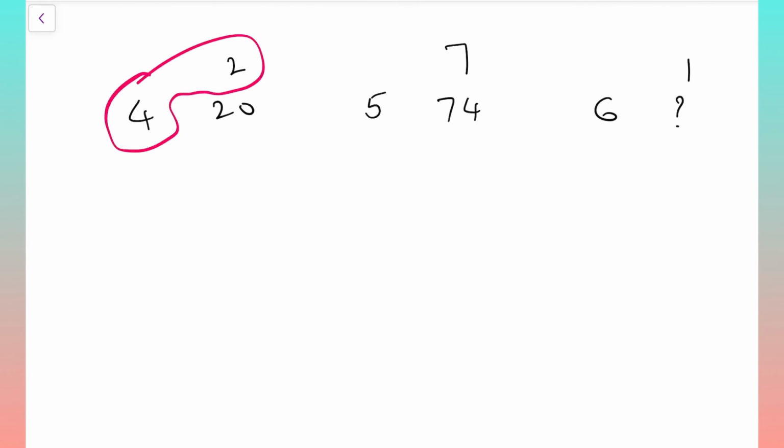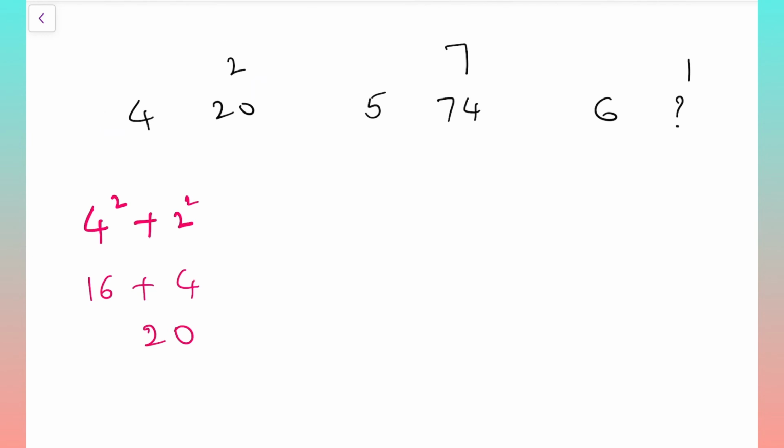Let us check the next question then. 4, 20, above this 22 is there. Next 5, 74, here 7 is there. 6, here question mark, above that 1 is there. Now some relation should be there between this 4 and 2 so that we get 20. What is that relation? 4 plus 2, 6, no relation. 4 2s are 8, no relation. So now I'll go with squares. 4 square plus 2 square. 4 square 16 plus 2 square 4. 16 plus 4, 20. It is correct.